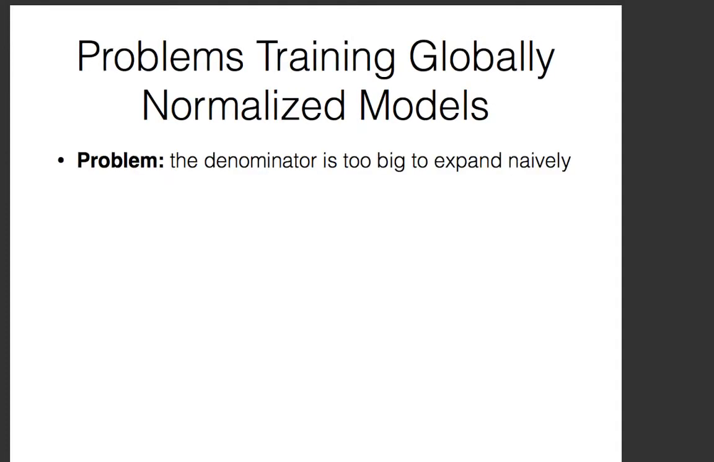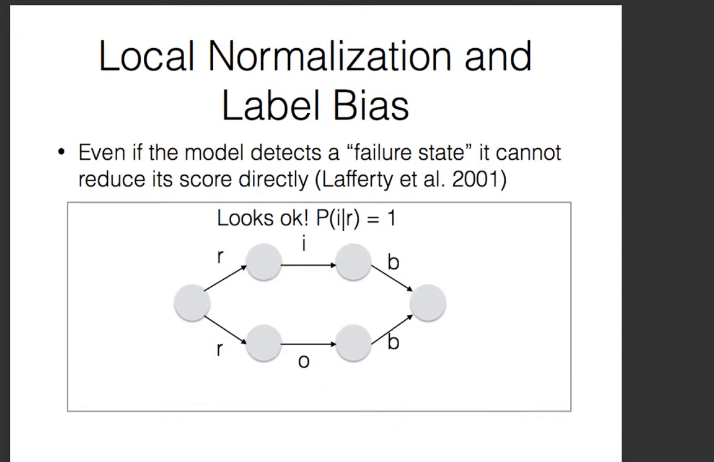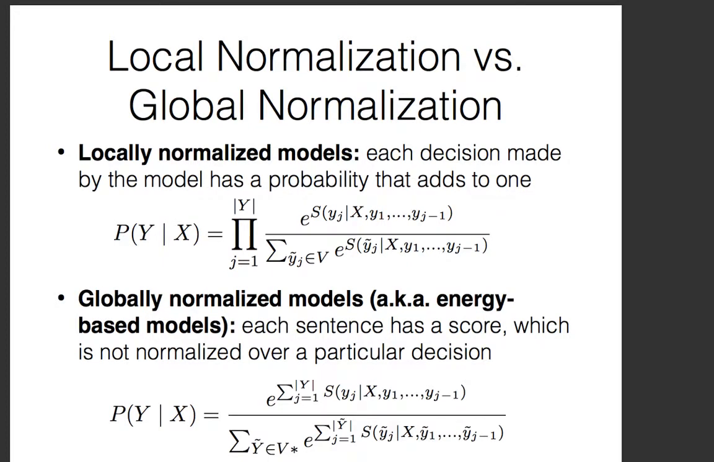So basically the problem with training globally normalized models is that the denominator here is too big to expand naively. Obviously, we can't take the sum over all of our possible options because our sum is V to the length of the sentence. It's exponential or it's infinite or something else. So we need to do something else.